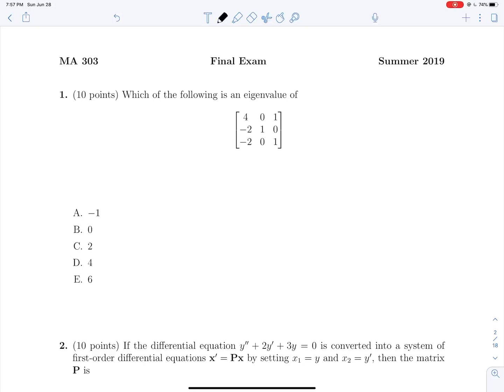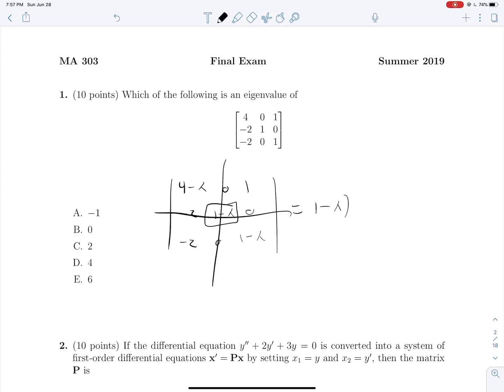Okay, question 1. Which of the following is an eigenvalue of this matrix right here? Well, remember, for finding eigenvalues, we're solving the determinant of A minus lambda I equals 0. So that's the determinant of 4 minus lambda, 0, 1, negative 2, 1 minus lambda, 0, negative 2, 0, 1 minus lambda. And if you think back to whatever linear algebra class you took, you know that we can rewrite this as 1 minus lambda, because it's in a column by itself, 1 minus lambda times the determinant of the matrix that we get by crossing out 1 minus lambda's row and column.